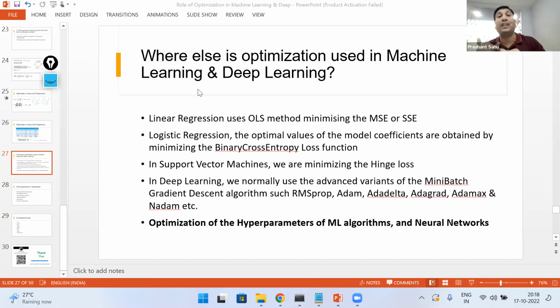You want to optimize the value of C, that is your regularization parameter, or the value of gamma. That influences the amount of influence each data point will have on the decision boundary. That is what gamma conveys. So each of these hyperparameters for every machine learning algorithm can be optimized using some techniques. Normally we use grid search, right?